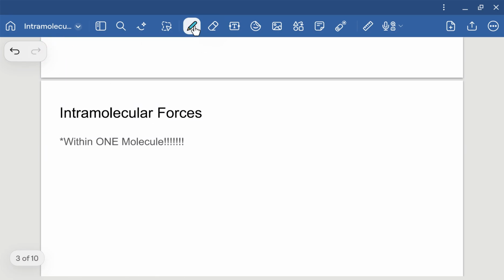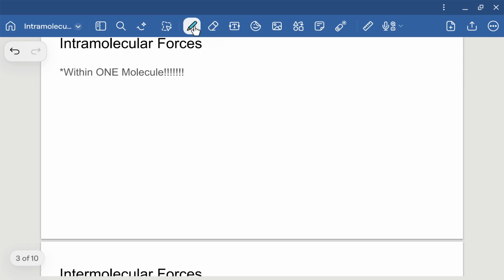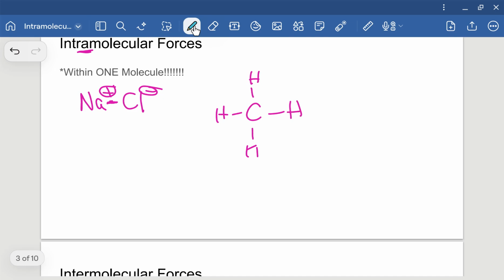So looking at intramolecular forces, this is within the molecule. So if you took a look at how sodium and chlorine come together to bond, right, how they form this bond is that attraction between the positive and negative ions, and that attraction, this bond, is an intramolecular force. If we looked at something like methane, so CH4, same idea, the covalent bonds are the bonds that are holding those atoms together, so within the molecule.